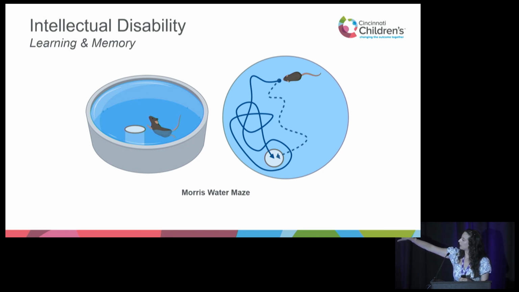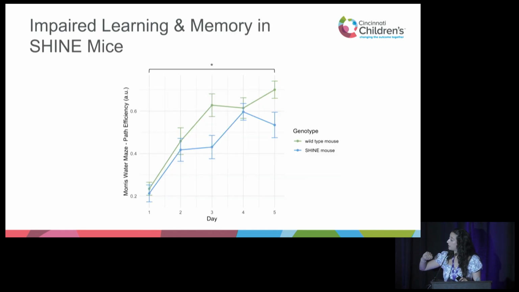So we can see here, like in the dotted line, that's a pretty efficient path to the platform, where the straight line is a very inefficient path to the platform. So higher path efficiency means a better ability to learn and remember. And when we look at the data, we see that our lab did a 5-day trial of this test on our wild type and our SHINE mice, and we see that consistently across the board, the SHINE mice perform worse, have potentially impaired learning and memory compared to the wild type mice.